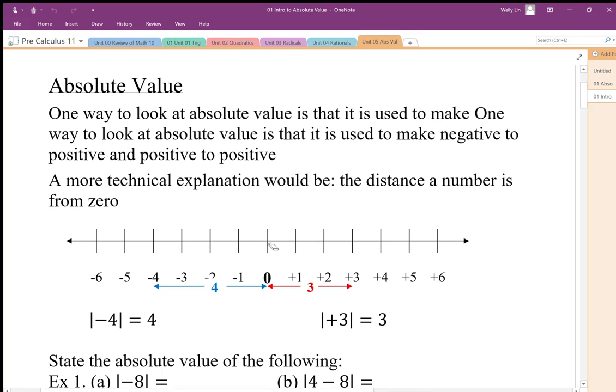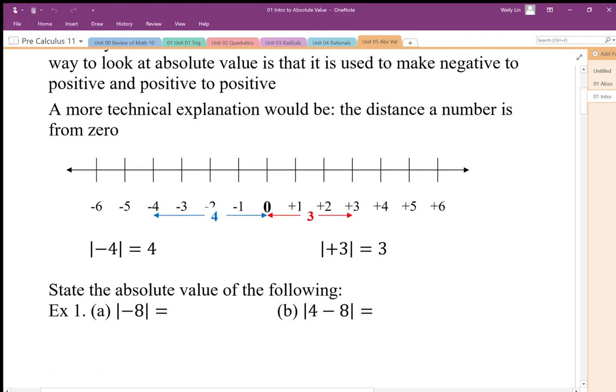So if we have negative numbers, there's our zero, our boundary, and negative numbers are a certain distance from zero. Although it's to the left, we don't give it direction, we just say it's 4 units from zero. Positive 3 is to the right, but if we take away the direction, we end up with 3 units from zero. That's what absolute value technically does. It changes a position of negative 4 to a distance of 4, and a position of positive 3 to a distance of 3.